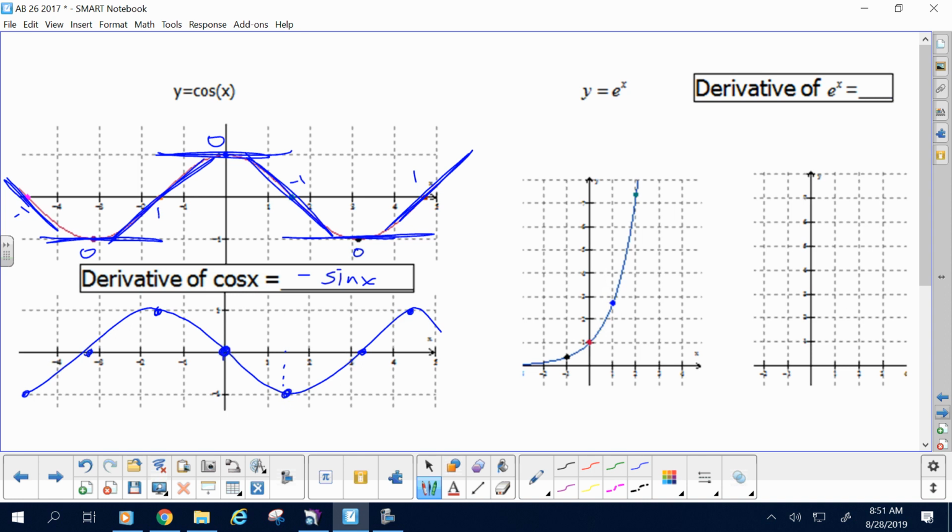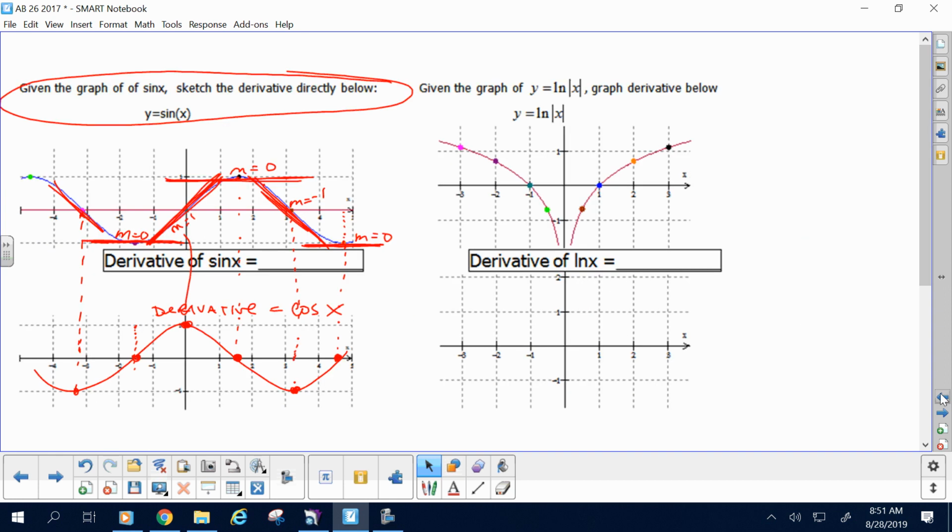Working together or by yourself, I want you to discover what's the derivative of e to the x? What's the derivative of log? Talk it over. We'll go over them to make sure you have it right in your notes. About five minutes. Please ask each other, ask me.